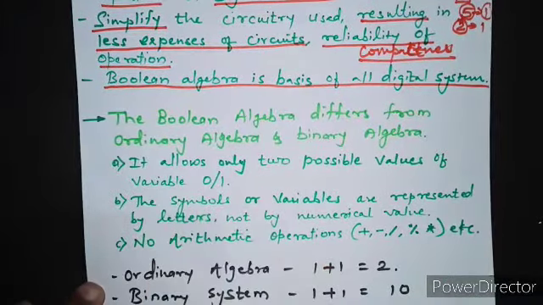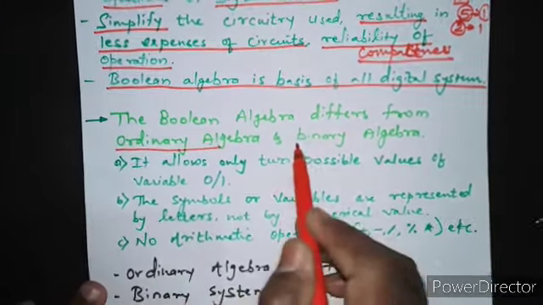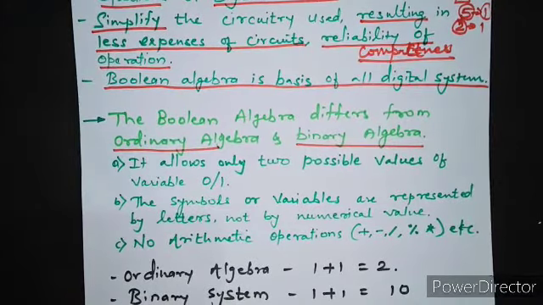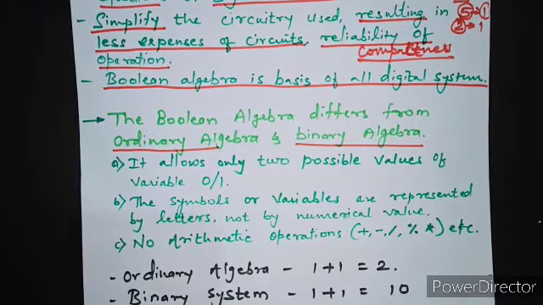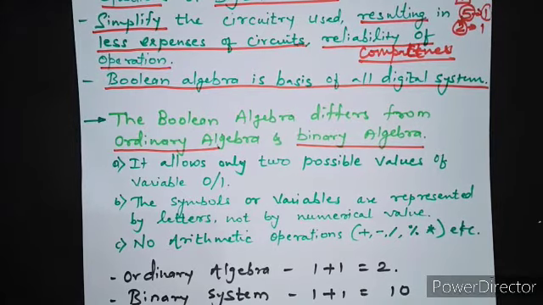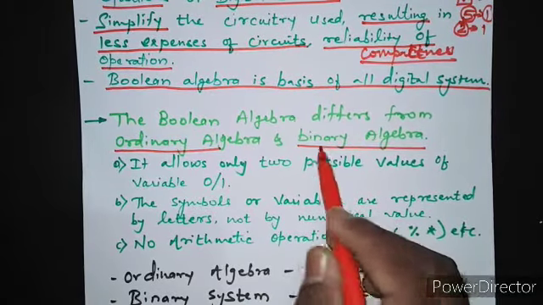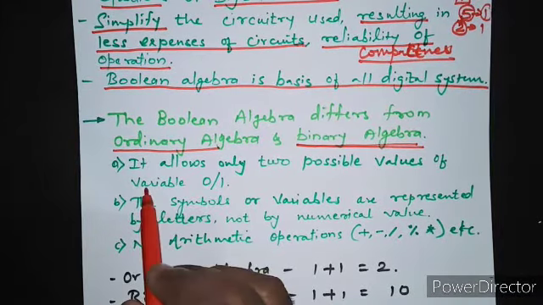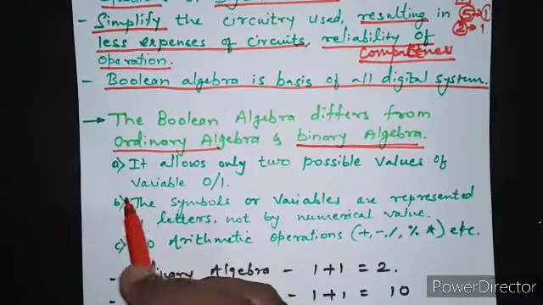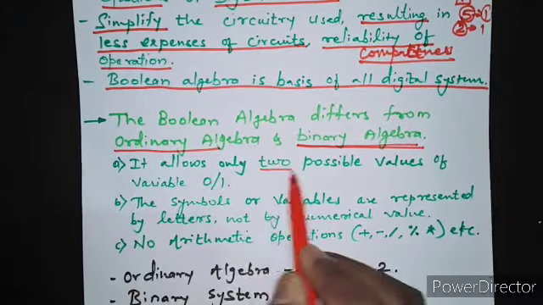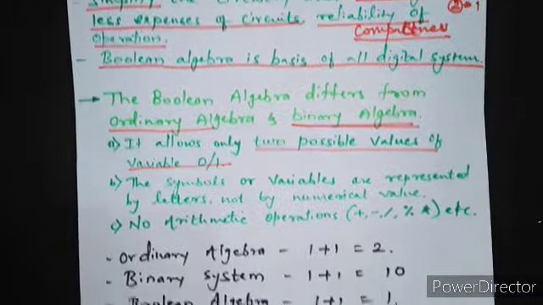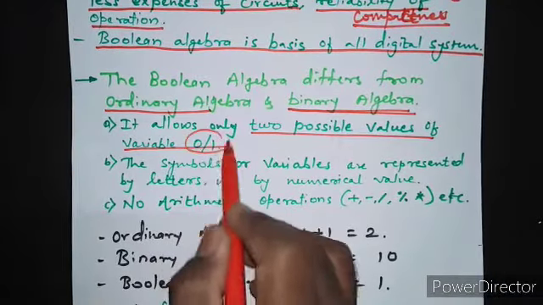Boolean algebra differs from ordinary algebra and binary algebra. Yes, in certain points, Boolean algebra differs from ordinary and binary algebra. Ordinary algebra I have just discussed a while ago, and in the first chapter we have seen binary algebra, the binary arithmetic. So how it differs is in some points here. It allows only two possible values, zeros and ones. All the time we have discussed, since it is binary, here also we are going to find terms of zeros and ones only.